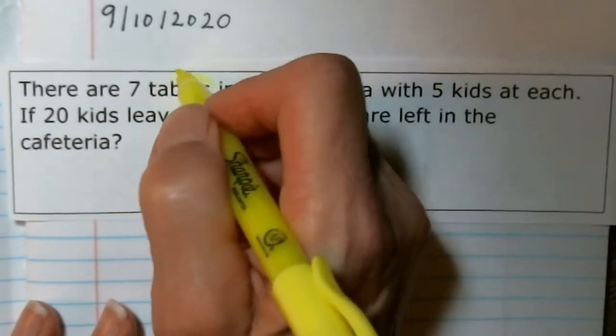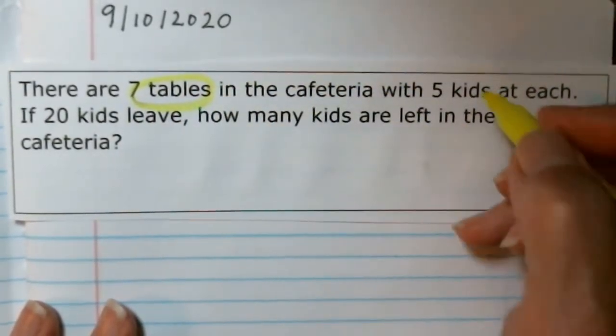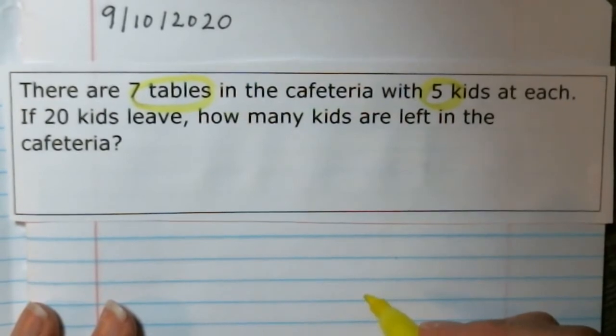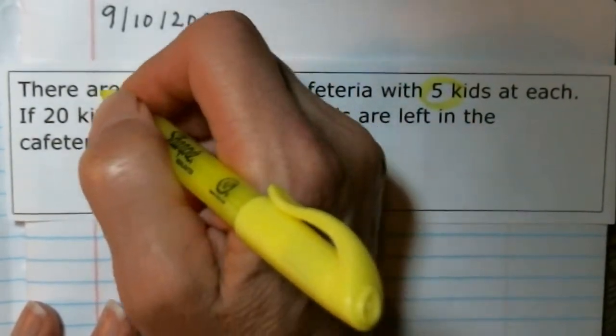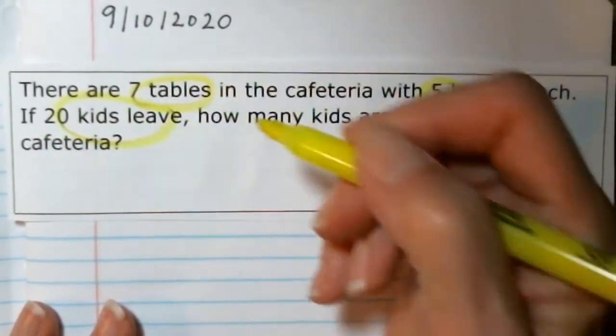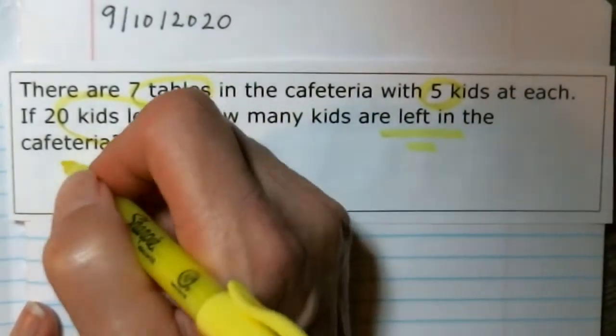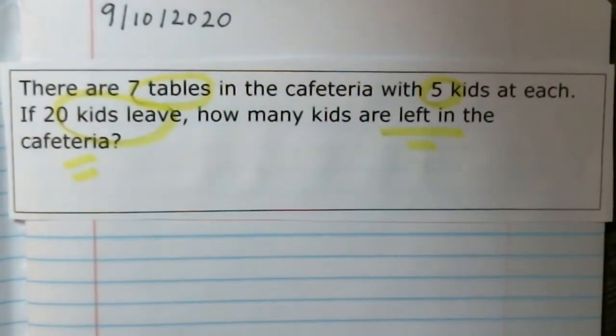There are 7 tables in the cafeteria with 5 kids at each. So I'm thinking of 7 tables with 5 kids at each. If 20 kids leave means take away. How many kids are left in the cafeteria? So we have to find out, first of all, how many kids were there before 20 kids leave.